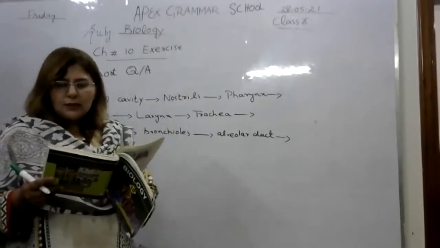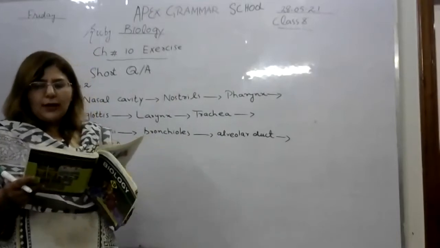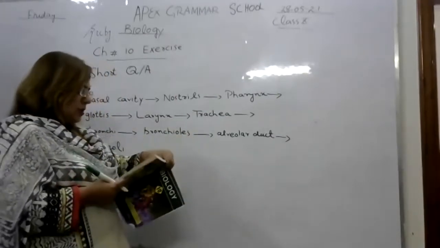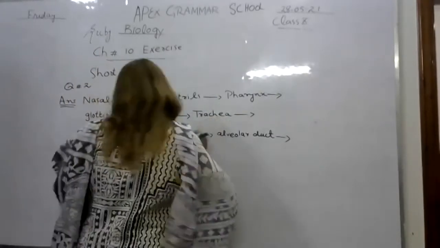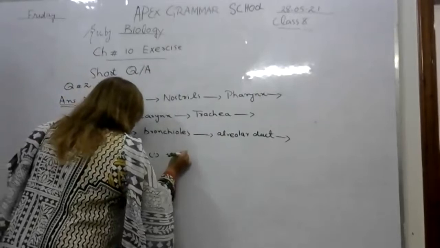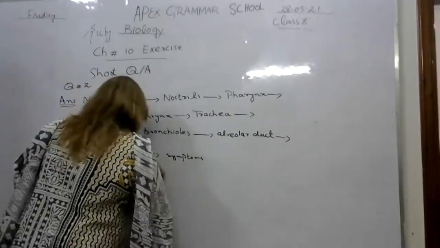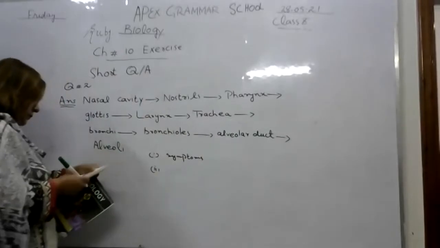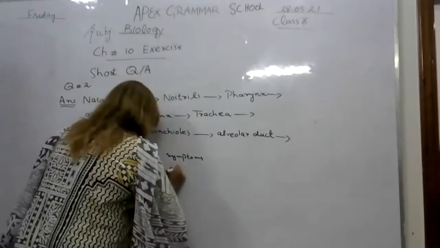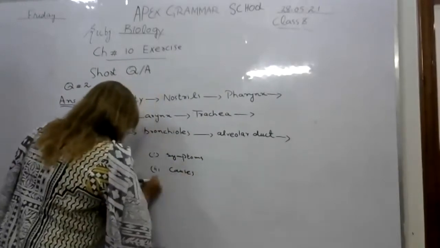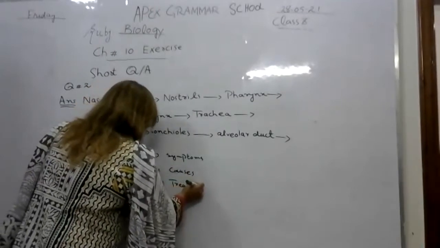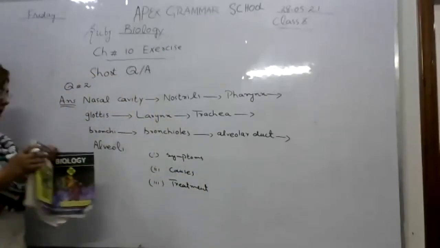Now come to question number 3. State the signs and symptoms, causes and treatment of bronchitis, emphysema and pneumonia. Okay. In this question, you have to tell 3 things. Signs and symptoms, it means you have to tell first the symptoms. Second, you have to tell the causes. And third, you have to tell the treatment. So in this question, these 3 headings are important.